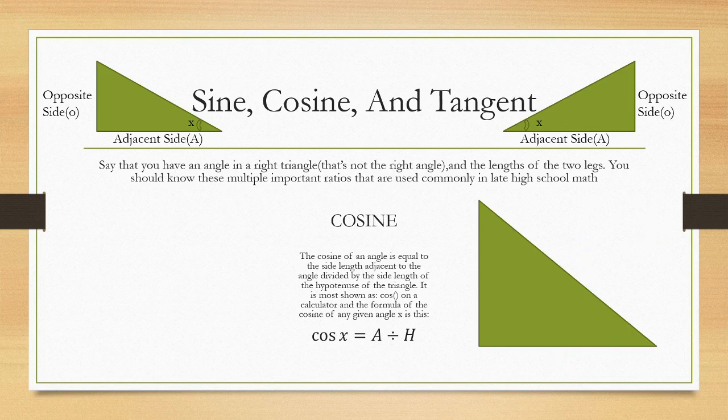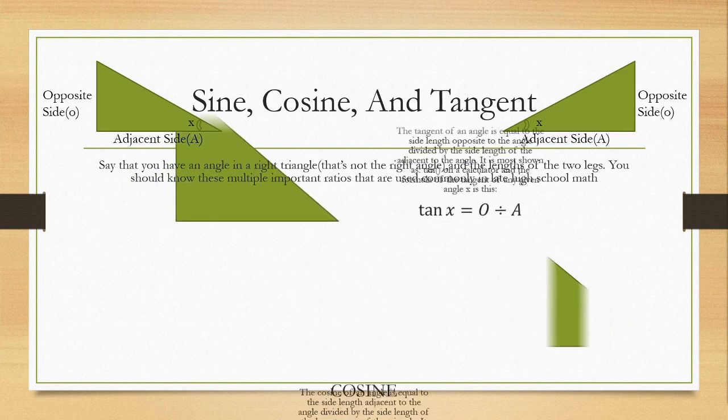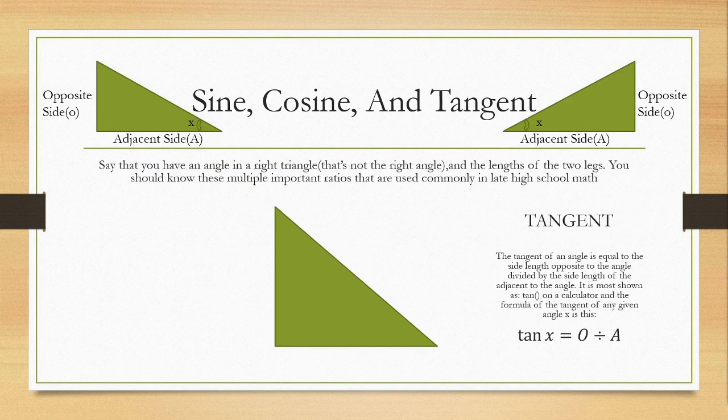The next ratio we're going to be talking about is tan. The tangent of an angle is equal to the side length opposite to the angle divided by the side length adjacent to the angle. It is shown as tan on a calculator, and the formula of the tangent of any given angle x is tan of x is equal to opposite over adjacent.